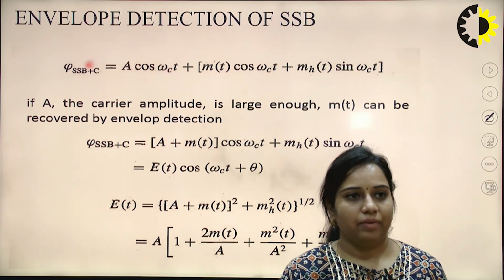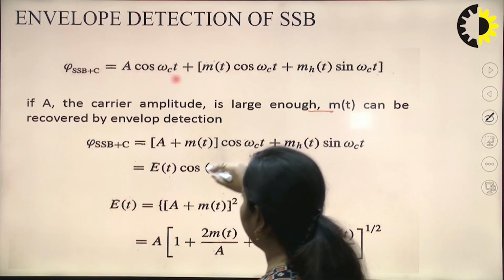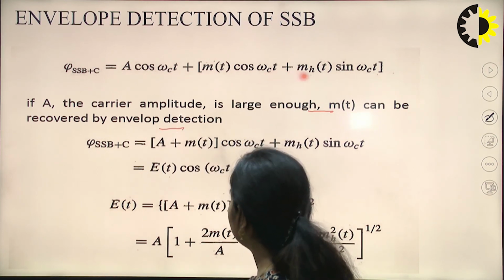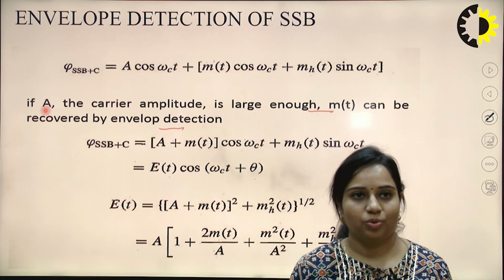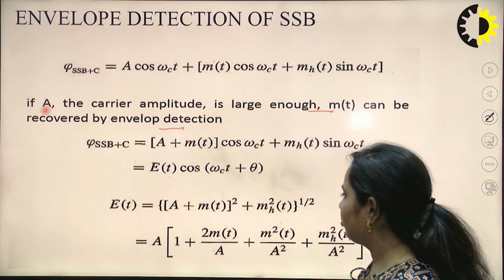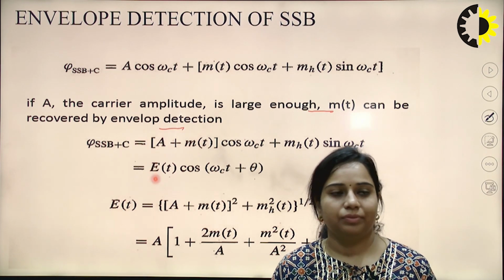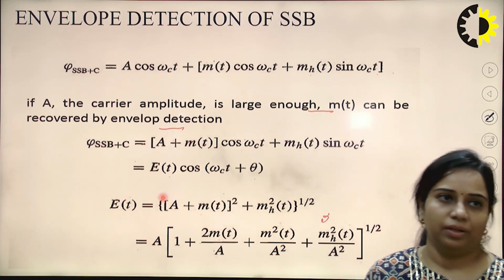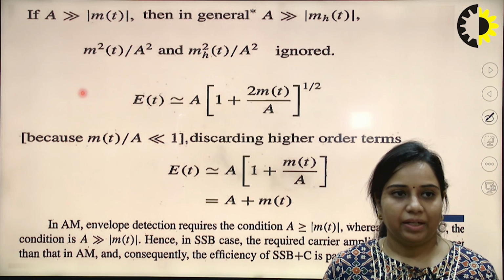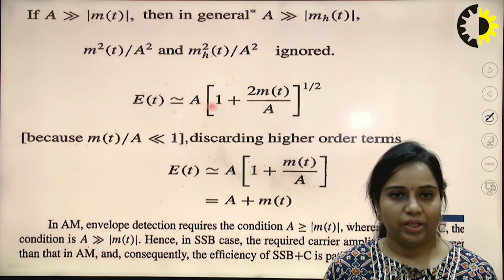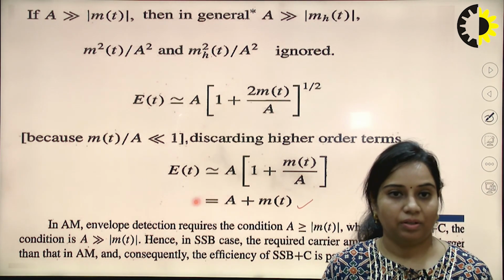Next is the envelope detection of the SSB-SC. In case of envelope detection, if the carrier amplitude is large enough, then m(t) can be recovered by envelope detection. Envelope detection is a very important type of detector which is used in amplitude modulation also. So this is the final equation for envelope detection, where we use a diode in demodulation, which is a nonlinear device. After simplifying, when m(t)/A, that is the modulation index, is far less than 1, this will be the envelope of the transmitted signal.